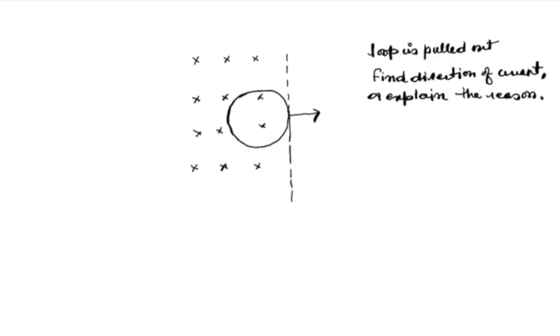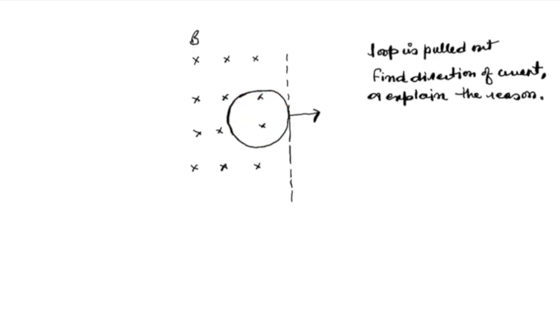Let's do this question. This question is related to Lenz's law. There is a circular loop here, and there is a magnetic field acting into the page. So remember the direction of that. Now we are pulling this out, so it will come out of this magnetic field. This dotted line shows the boundary. After that, there is no magnetic field here. So we are pulling this into this region. What will happen? What kind of EMF will it generate? What will be the direction of it? And they have also asked to explain your answer.